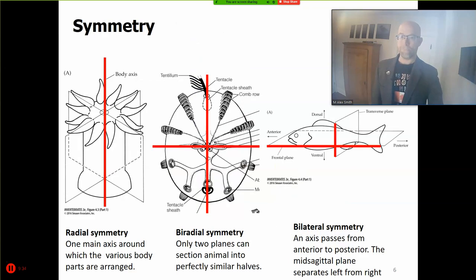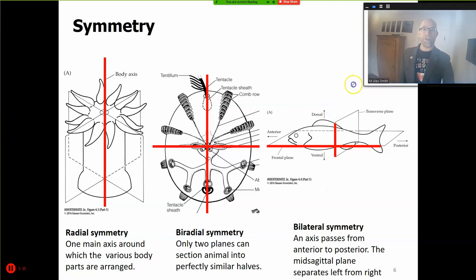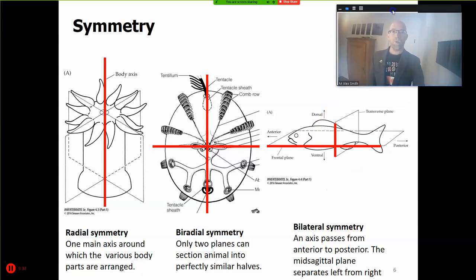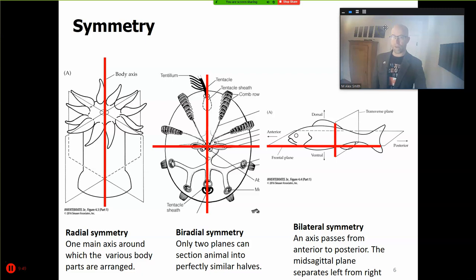Okay, here we go. Symmetry. We've talked about symmetry already. On the left-hand side of that screen, you can see, as we've talked about with that example, a polypoid form of perhaps an anthozoan, either an anemone or a coral polyp, but one that's exemplified by radial symmetry, so that there's one main axis, the center axis, around which all the various body parts are arranged, radially symmetrical.